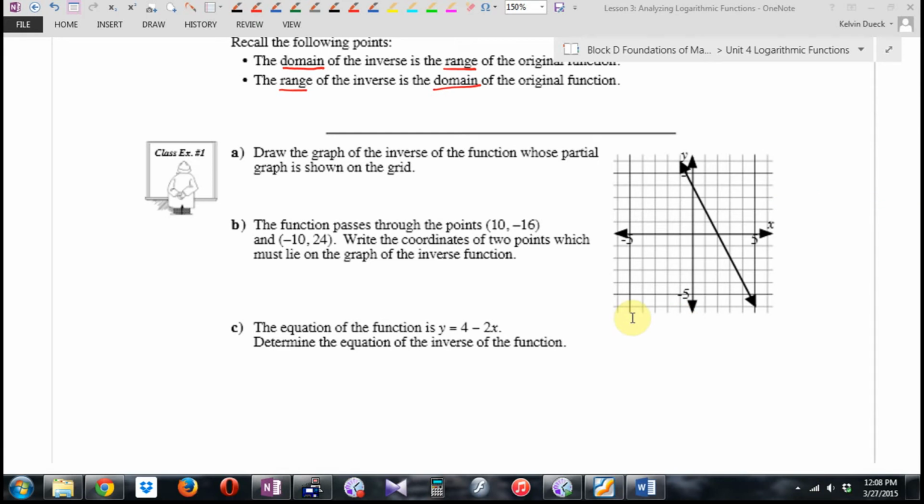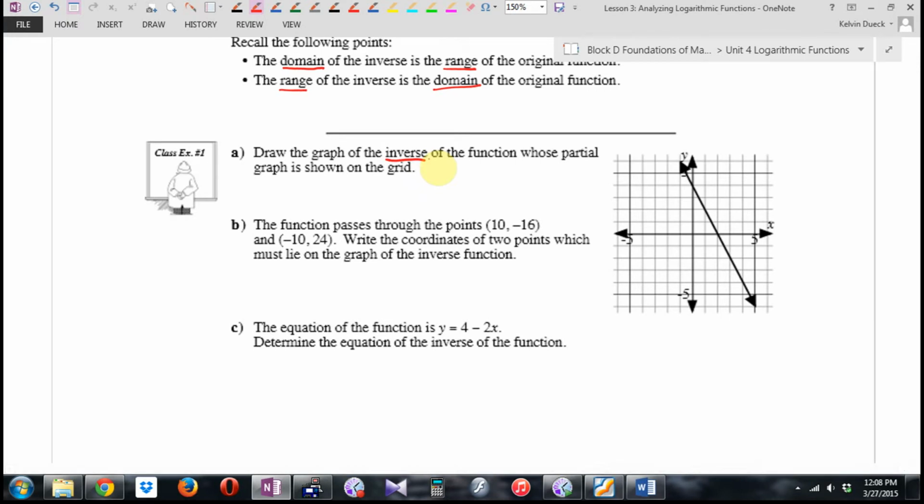What type of inversey questions might I ask you? Well, something like number 1 on your test. Number 1A says, draw the graph of the inverse. So underline the word inverse. How do I find an inverse? Switch the x and y around. And it really is that simple if you have a graph.